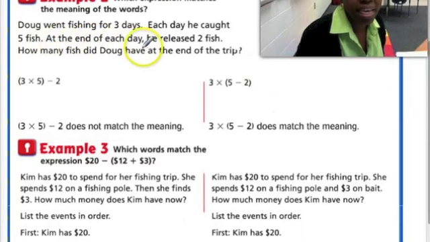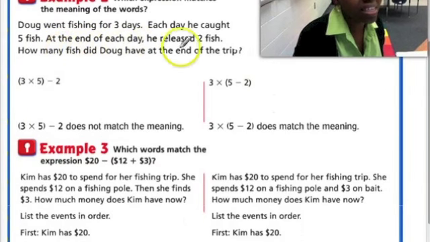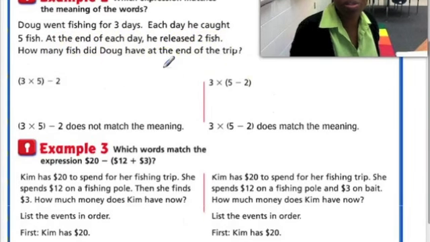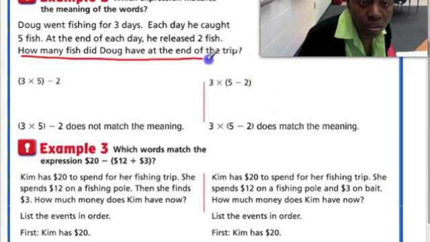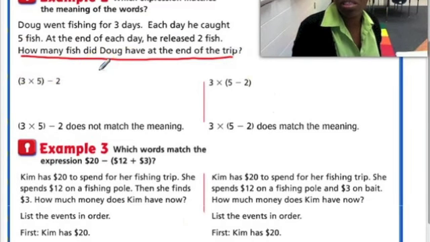Doug went fishing for 3 days. Each day he caught 5 fish. At the end of each day, he released 2 fish. How many fish did Doug have at the end of the trip? So Doug is on a fishing trip. We want to figure this out. How many fish does Doug have at the end of the trip?